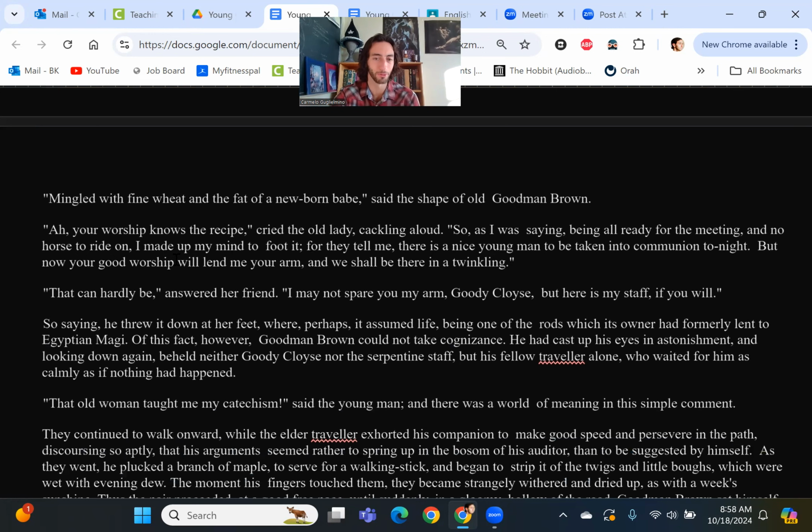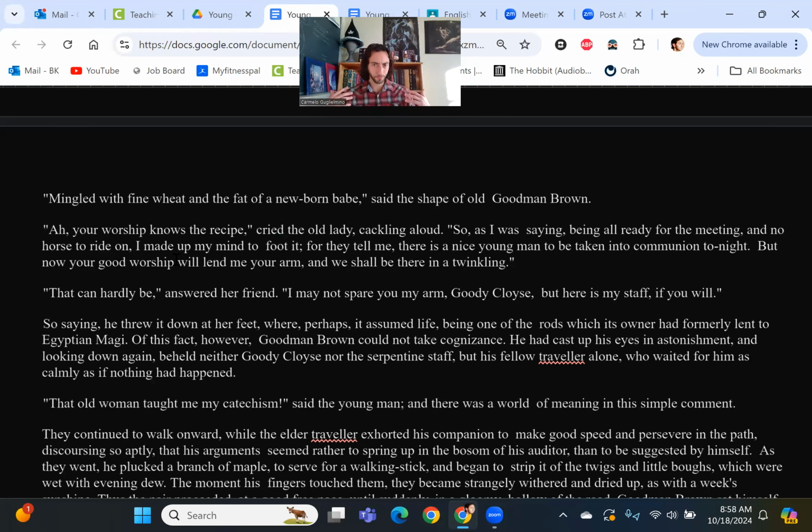Ah, your worship knows the recipe, cried the old lady, cackling loud. So, as I was saying, being all ready for the meeting and no horse to ride on, I made up my mind to foot it. For they tell me there is a nice young man to be taken into communion tonight. But now your own worship will lend me your arm, and we shall be there in a twinkling.